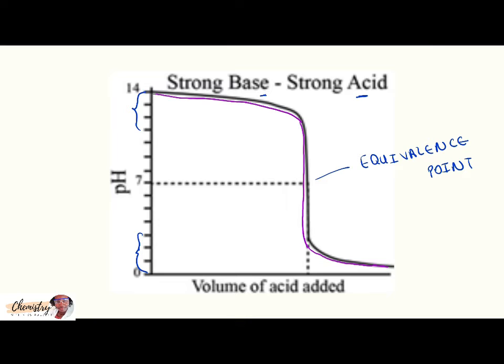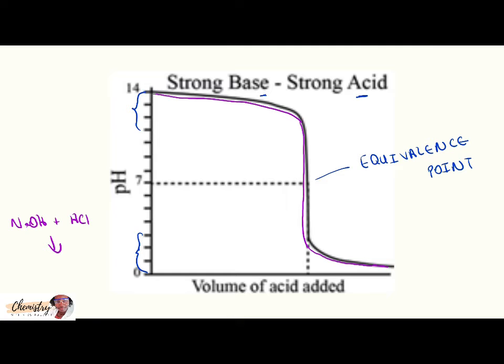For a strong base, strong acid titration, we'll notice that the equivalence point is at pH of 7. This is because the salt that is formed is neither acidic nor basic. An example of a titration where we would have a strong base and a strong acid would be if we have sodium hydroxide reacting with hydrochloric acid.